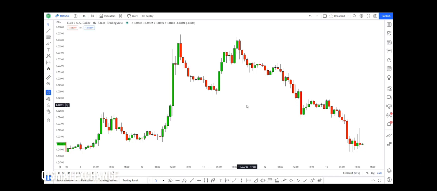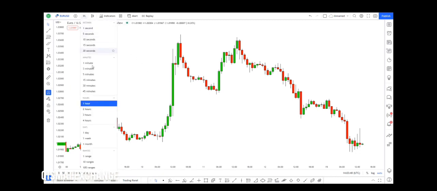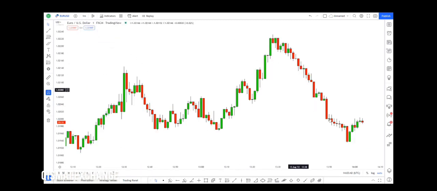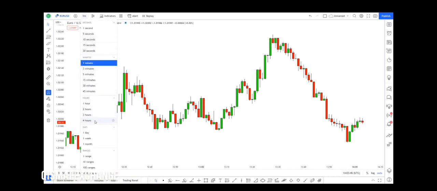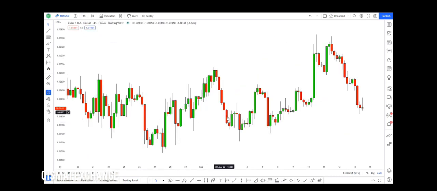In a very fast time frame, like the 1 minute for example, the market develops very quickly, so you must be very skilled. In a slower time frame, like the 4-hour for example, the market develops slowly, so you have a lot of time to think about your analysis and trade decisions.